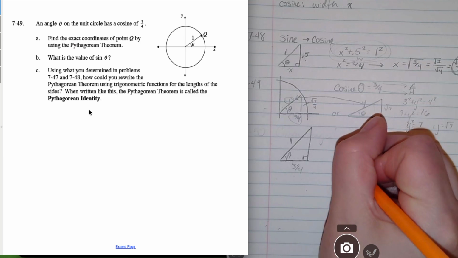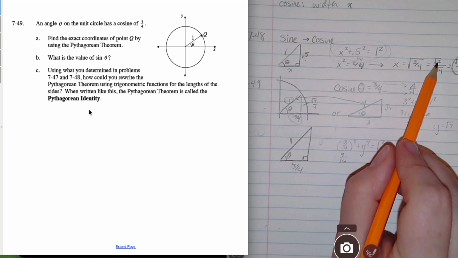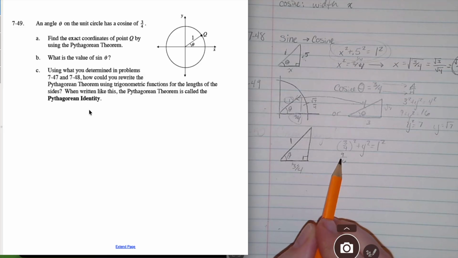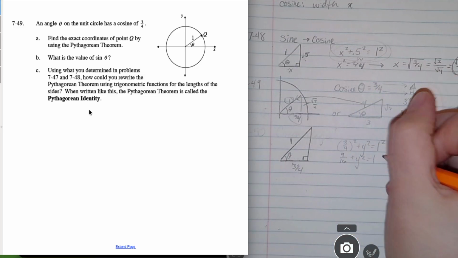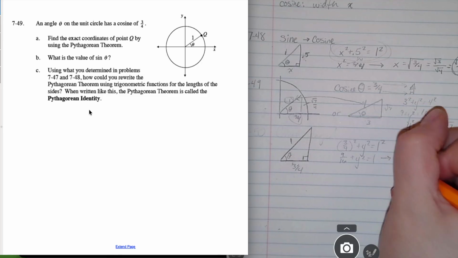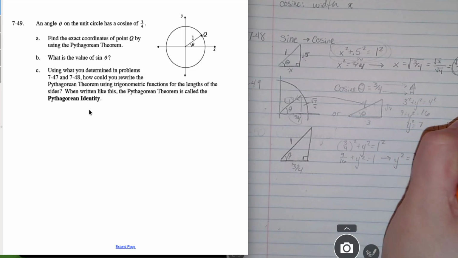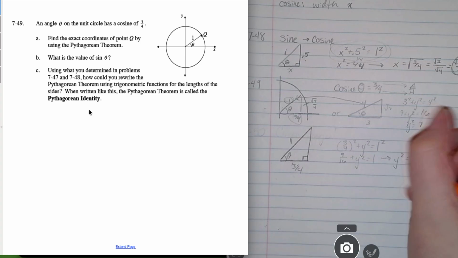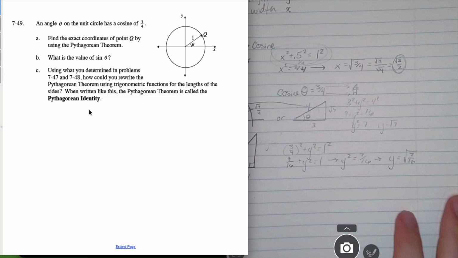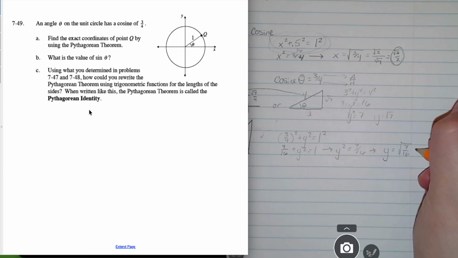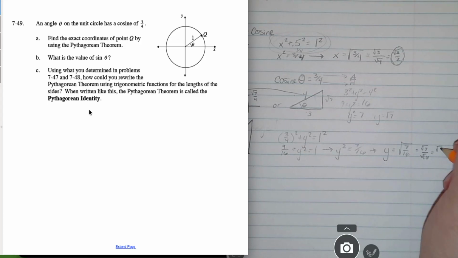3/4 squared would be 9 over 16, because just like I can take the square root of pieces, I can square pieces separately. Plus y squared equals 1. Subtract that over to the other side, and I get y squared equals 7 over 16. Take the square root of both sides. That would give me y equals the square root of 7 over 16. And just like up above, where I said I can take the square root of the pieces individually, I get the square root of 7 over the square root of 16, which is the square root of 7 over 4, which is exactly what I got up here.